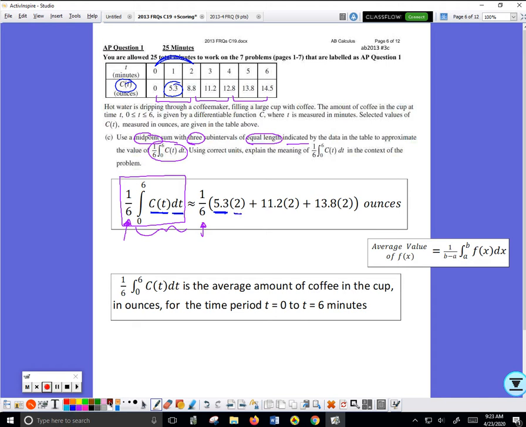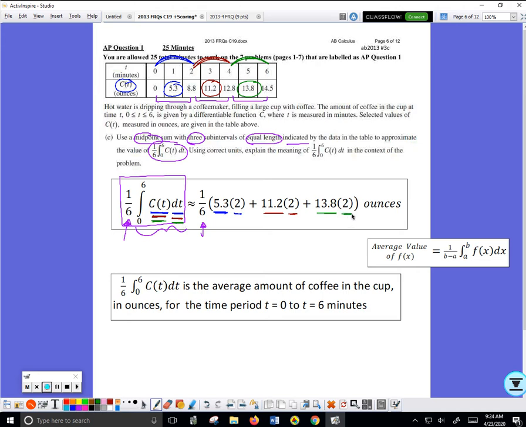So on the second subinterval, the value of C is 11.2. The change in time, the dt for that second subinterval is also 2. And we do the same thing for the third subinterval. So value of C in the third subinterval multiplied by the dt for that third subinterval.